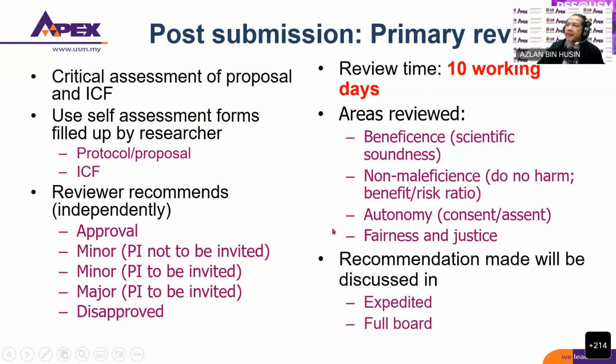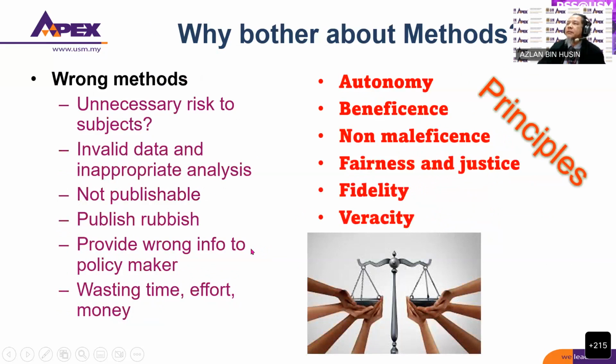So basically, I just want to share what is supposed to be done by the primary reviewer. They review within 10 working days or 14 calendar days. This is the timeline that they have. They have to review and make a recommendation, not a decision. They recommend, but it will be decided in the full board. Okay.